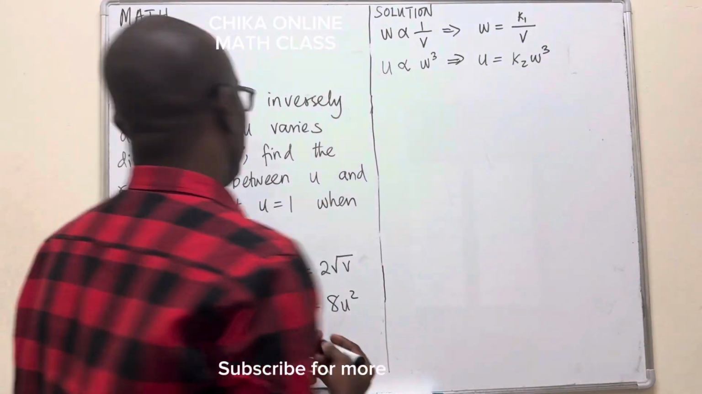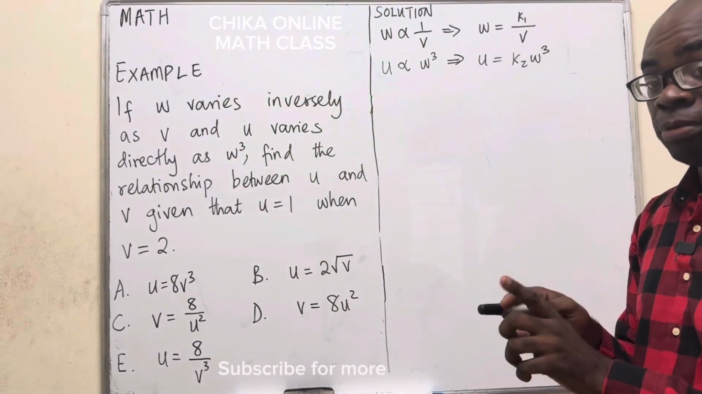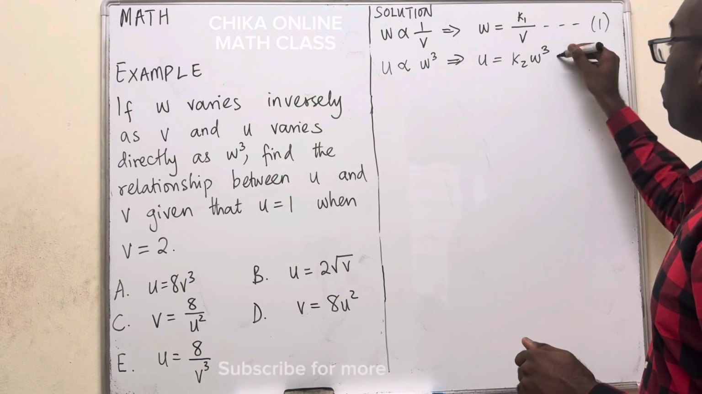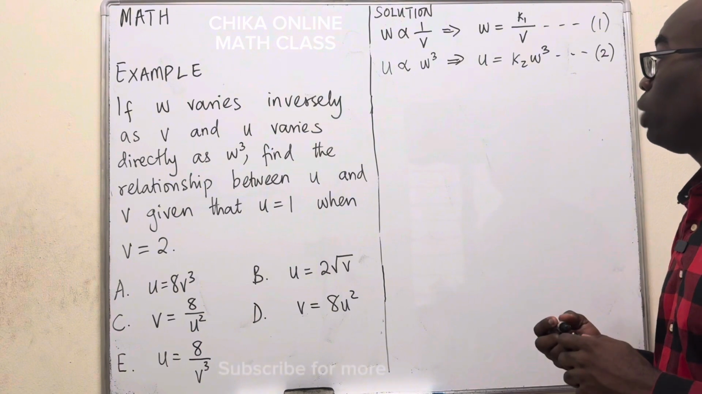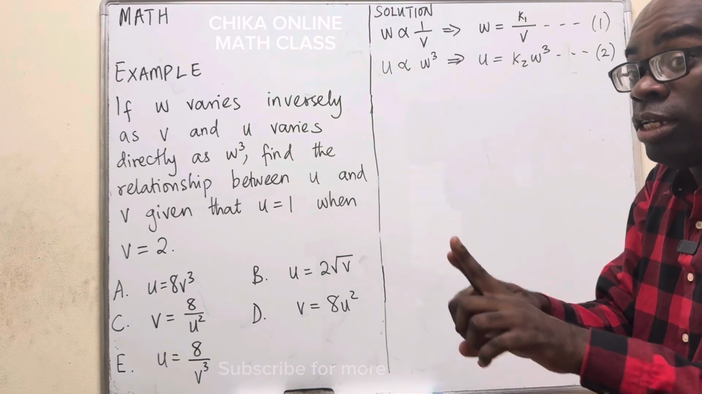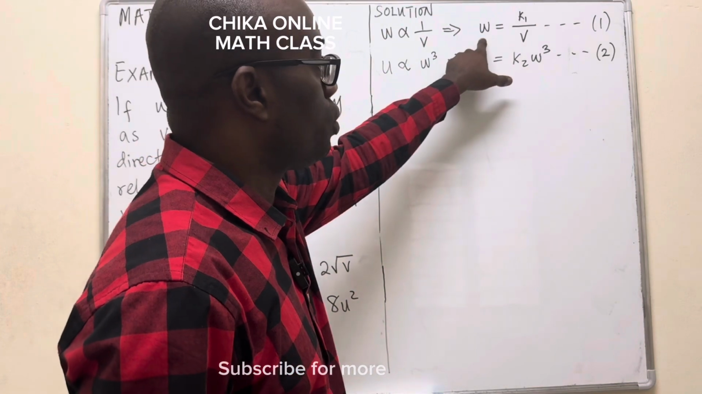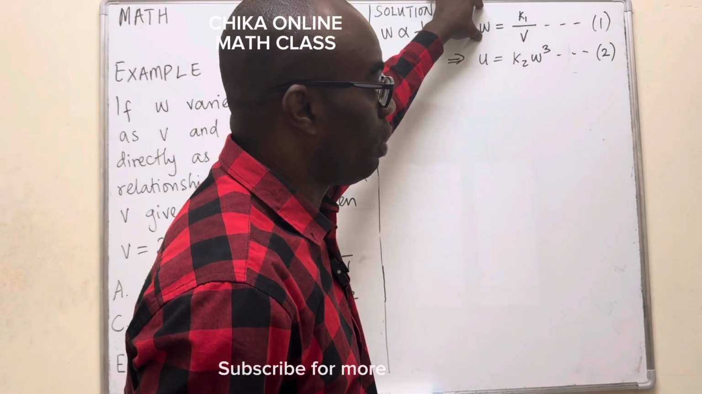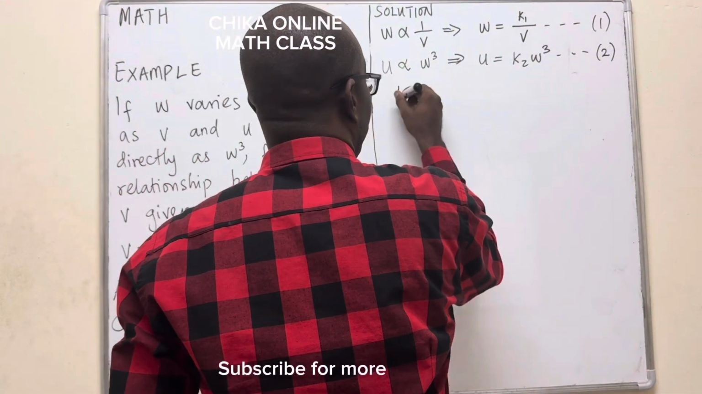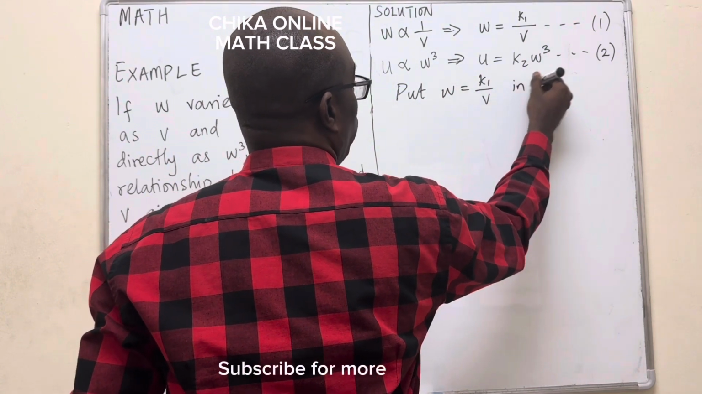Okay, all right. Now we are told to find the relationship between u and v. By saying find the relationship between u and v, we mean that from equation 1 and equation 2, we have to eliminate w, because the relationship is not between w and anything, but between u and v. So how do we eliminate w? We will substitute the value of w in equation 1 into equation 2. So put w equals k1 over v in equation 2.